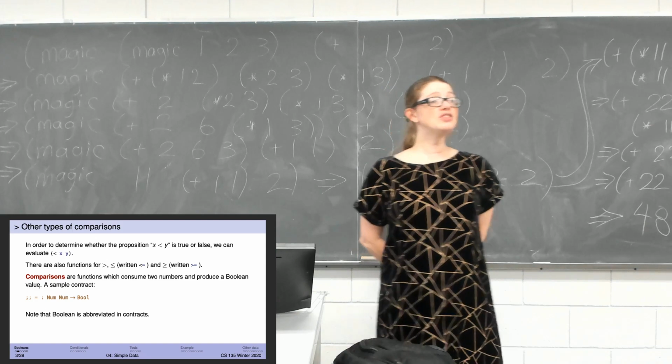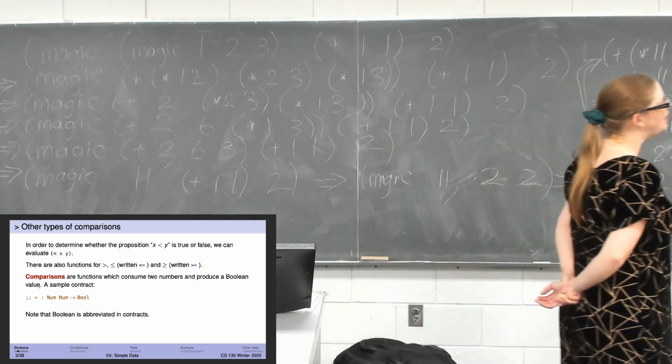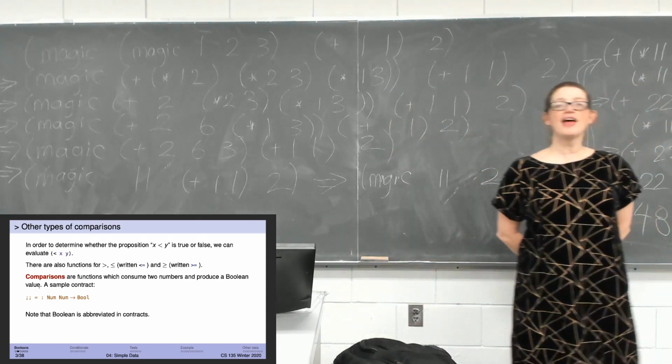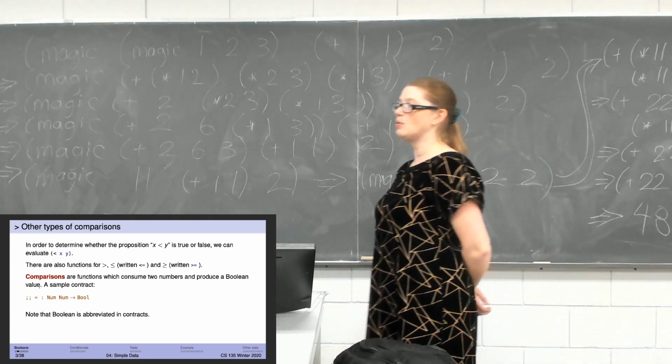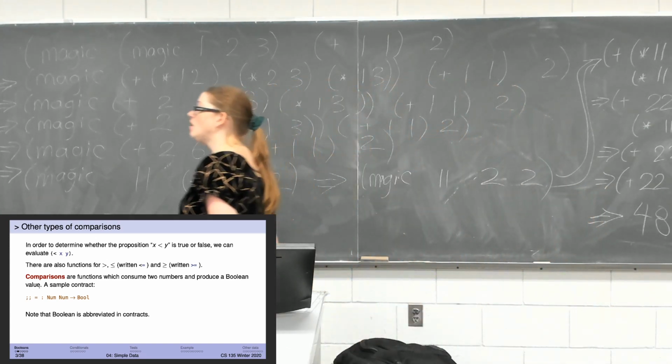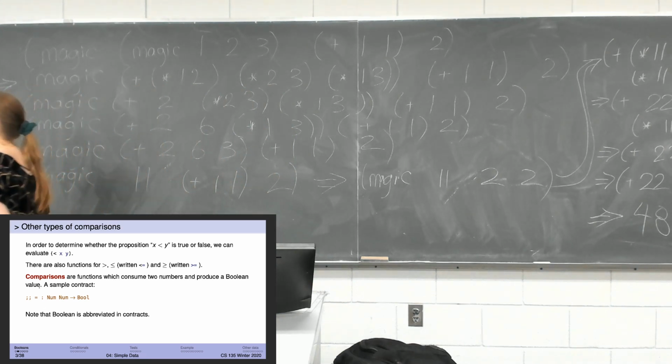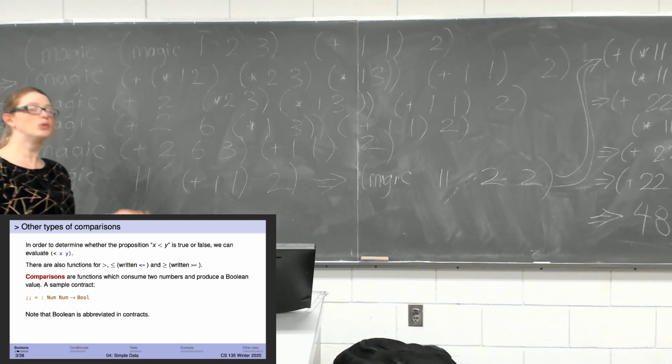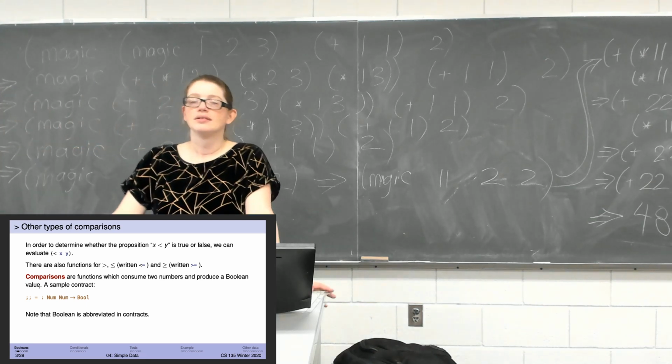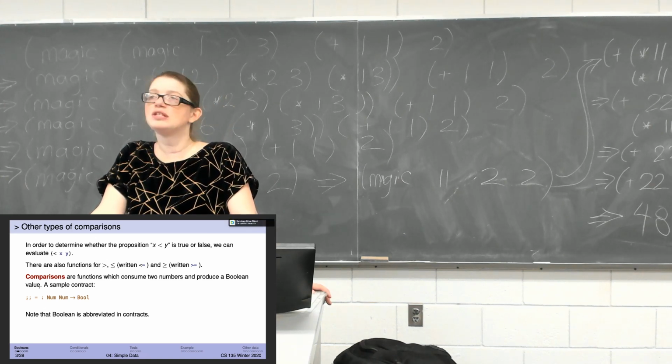We have equals to check for equality between two things. We have less than, greater than, less than or equal, and greater than or equal to. And they all have the format, or most of them have the format, number number produces bool. Now note in a contract that the bool is written just bool, not Boolean. Didn't want you to write all those extra characters, right? The only language I know that actually makes you write out Boolean is Java. Everybody else just uses bool.